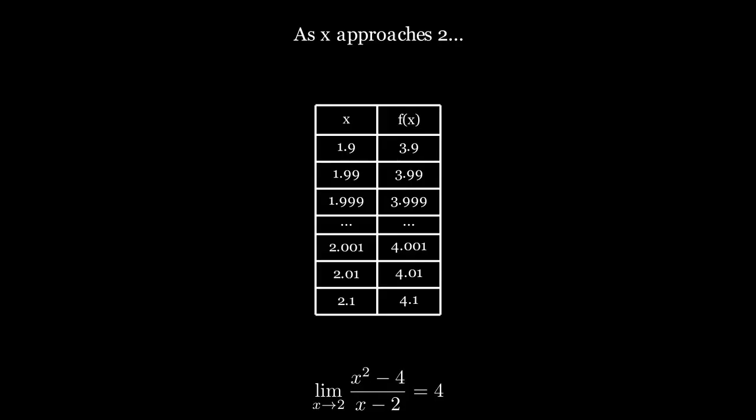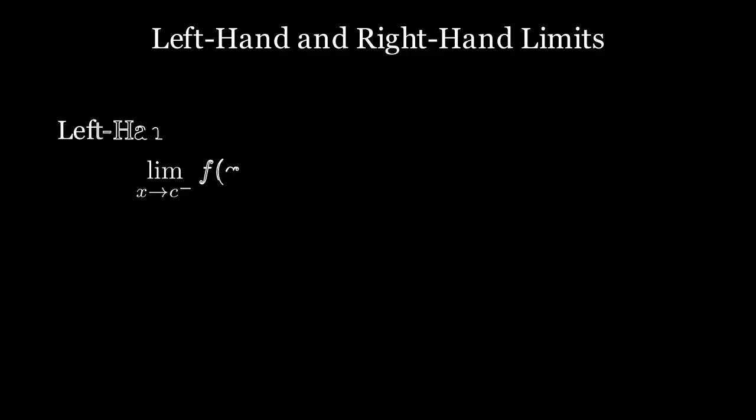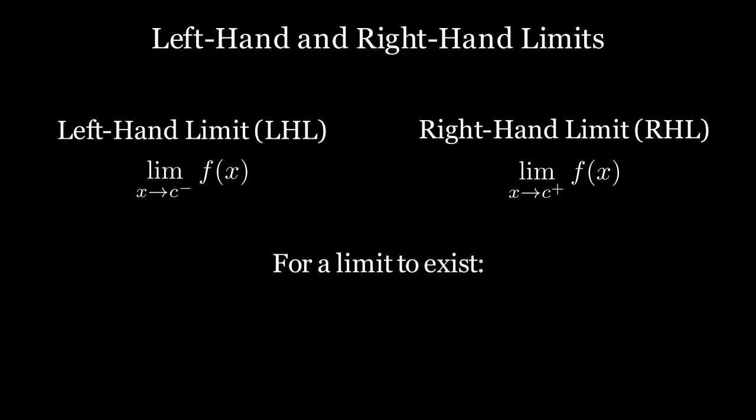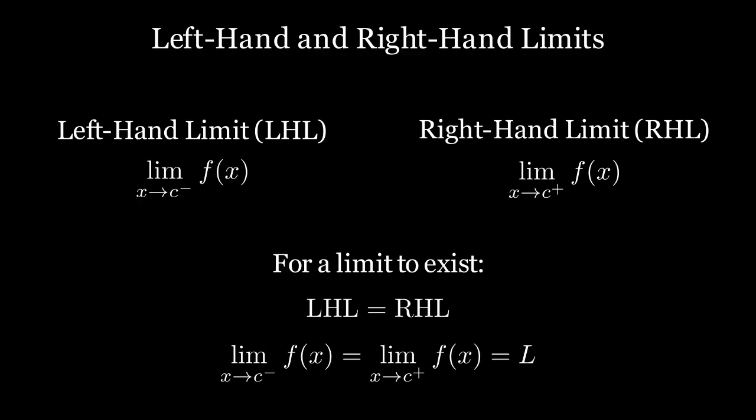This brings us to the formal concept of one-sided limits. The left-hand limit, or LHL, is the value the function approaches as x comes from the left side, or the negative side. The right-hand limit, or RHL, is the value it approaches from the right side, or the positive side. For a limit to exist at a point, a crucial condition must be met. The left-hand limit must equal the right-hand limit.